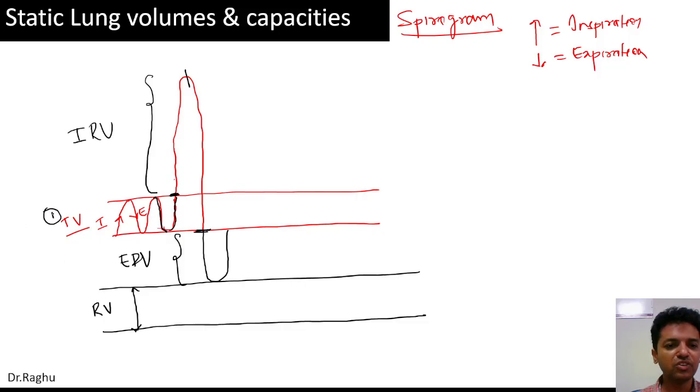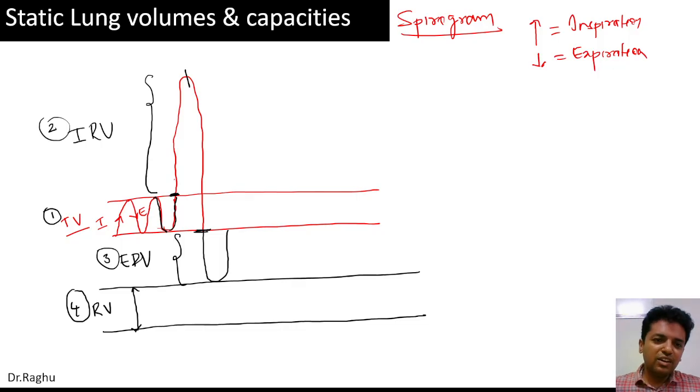One is the tidal volume, second one is the inspiratory reserve volume, third one is the expiratory reserve volume, and fourth one is the residual volume. Now in this spirogram we can easily identify which is the tidal volume, which is the inspiratory reserve volume, which is the expiratory reserve volume, and which is the residual volume. And by looking at the spirogram, we can easily define all these four volumes.